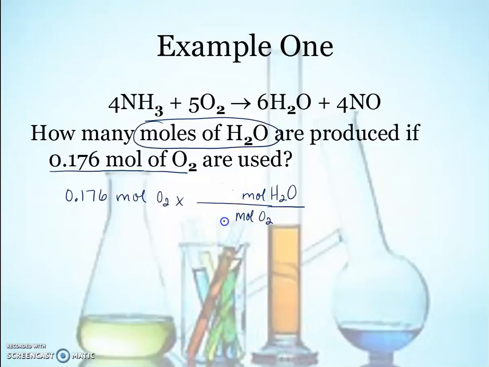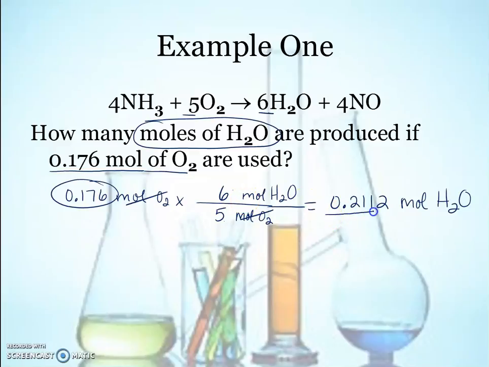What's my ratio of water to oxygen? Let's say 6 to 5. We put the 6 here because it's the coefficient for water, and we put the 5 here because it's the coefficient for oxygen. Moles of oxygen cancel, and we're left with moles of water as our units. Now all we have to do is the math. 0.176 times 6 divided by 5 gives us 0.2112. We need 3 significant figures, so the final answer is 0.211 moles of water.